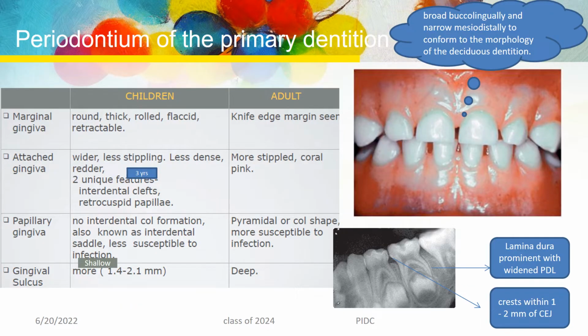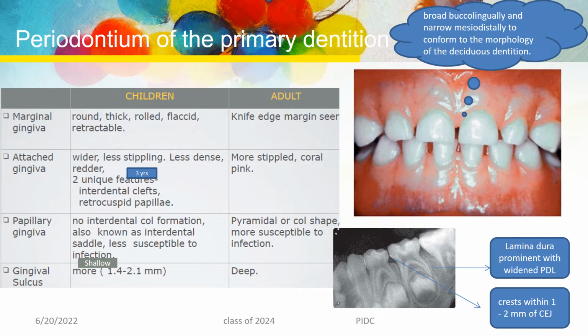So there is always a difference between the children's and the adult periodontium. So what are the differences? We'll just go through them. In case of children, the marginal gingiva is round, thick, rolled, flaccid and retractable, whereas in case of adults, it is a knife-edged marginal gingiva. It is also seen that the marginal gingiva is broad buccolingually and narrow mesiodistally. This is mainly to conform to the morphology of the deciduous dentition.